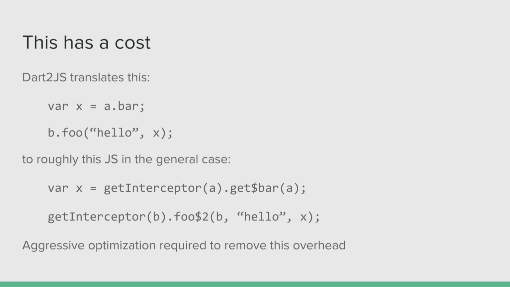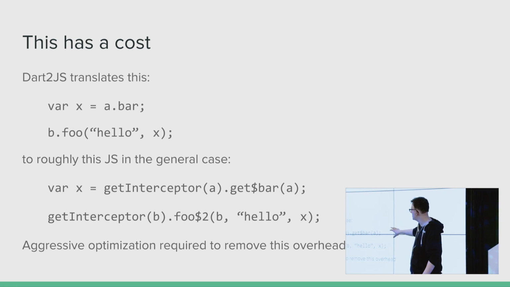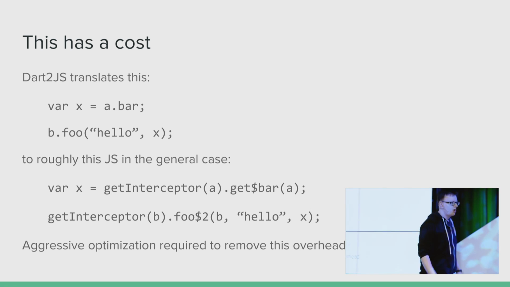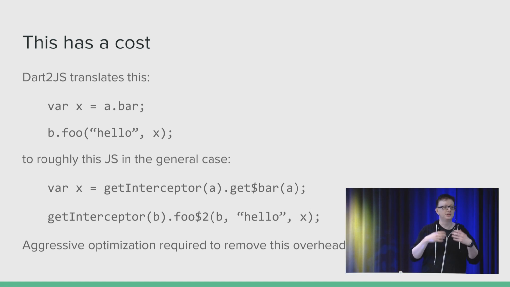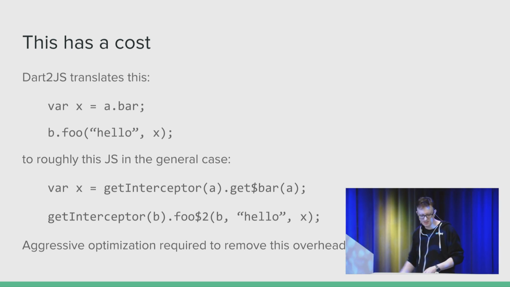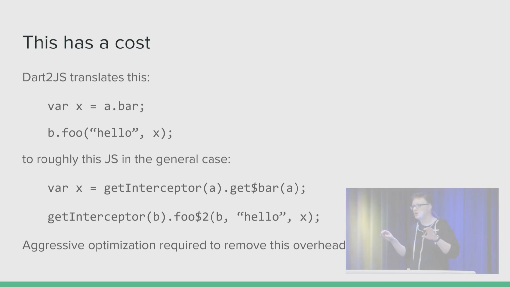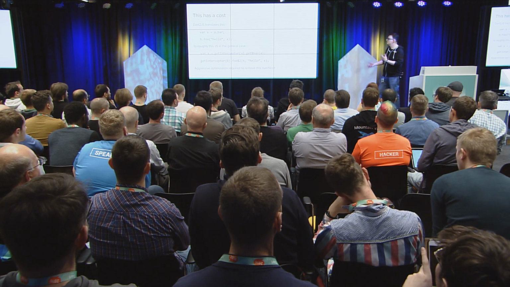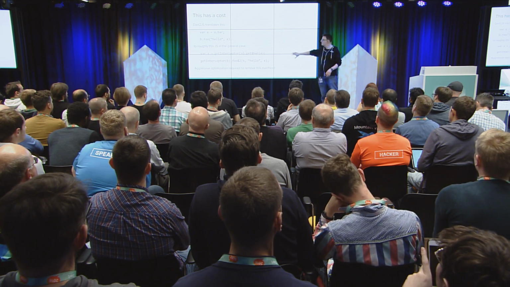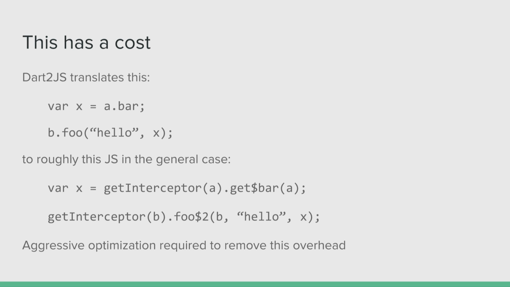This does come at a cost, though, right? So if you take that bit of Dart, what Dart2JS does in the general case is to generate something that looks like this. And these interceptor objects are basically what's doing the dispatch in Dart2JS to make sure the right things happen. So if you looked at generated code, sometimes you might see these things. Now, Dart2JS is an aggressive whole program optimizing compiler. And a lot of times, it's able to get rid of a lot of this overhead, but what you get at the end might be pretty efficient, but might not look a lot like what you started with, and it takes quite a bit of time to do that.